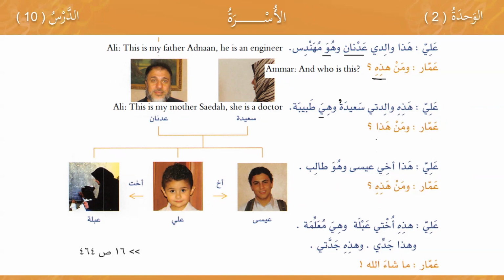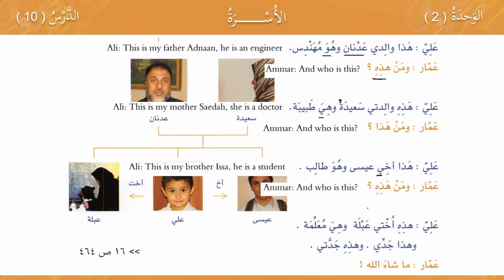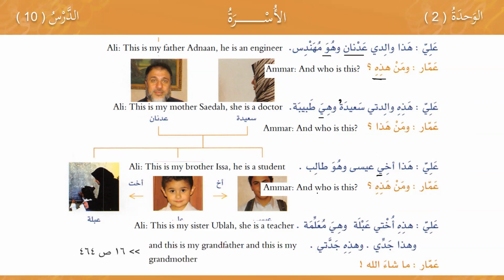Ammar: ومن هذا, and who is this? Ali: هذا أخي, this is my brother Isa وهو طالب, and he is a student. Ali: هذه أختي, this is my sister Abla, so the name is Abla. وهي معلمة, and she is a teacher. وهذا جدي, and this is my grandfather. وهذه جدتي, and this is my grandmother.